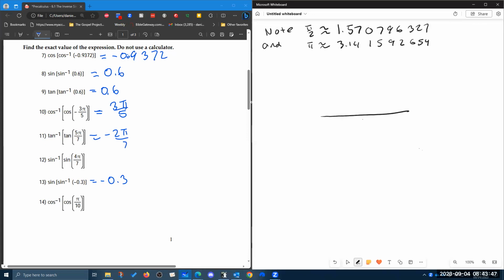For sine of 4 pi over 7, that is just slightly bigger than pi over 2. So I'm over here, like that. And again, our sine value is positive in quadrant 2, so I need to use the value in quadrant 1 that also has a positive sine value, so I need to look at this reference angle of 3 pi over 7. That's what I need to return.